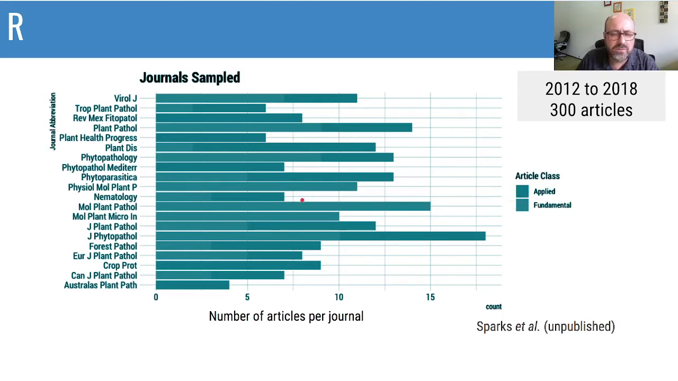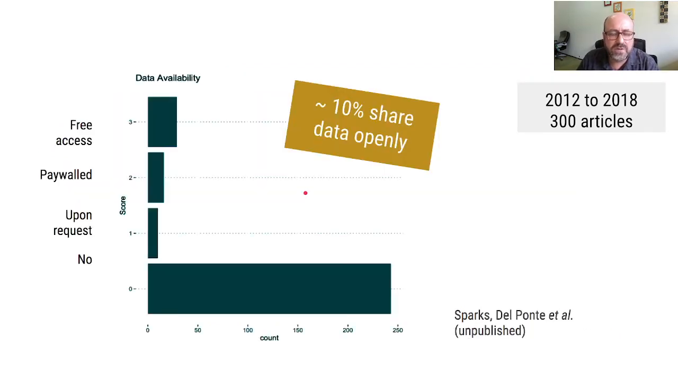And we found that most of the articles do not share the data. Only a tiny fraction, about 10%, share the data openly. And most of the data in those articles are shared as supplemental material and not as data properly stored in a repository. And that's really rare to find in our field.